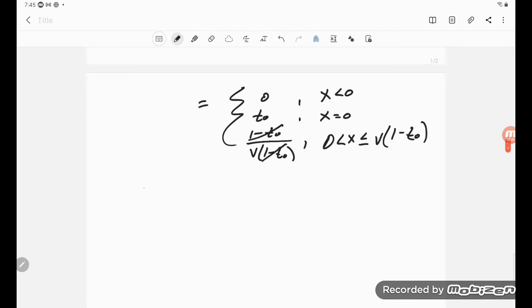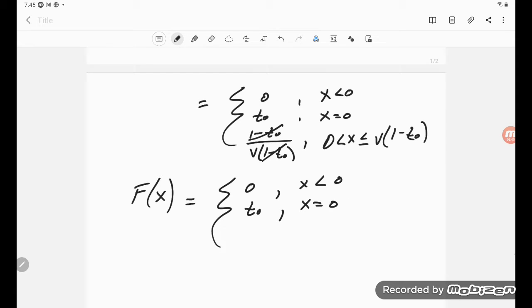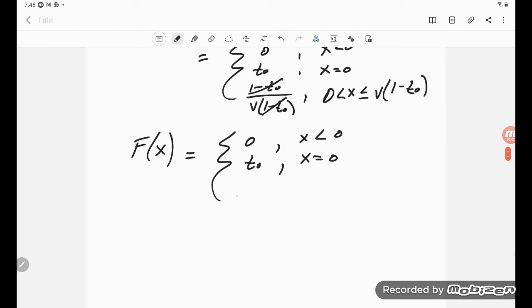And so if we look at f of x, that equals 0 if x is less than 0. It's equal to t0 if x is equal to 0. And it's equal to t0 plus the integral of our 1 over v from 0 to x ds.